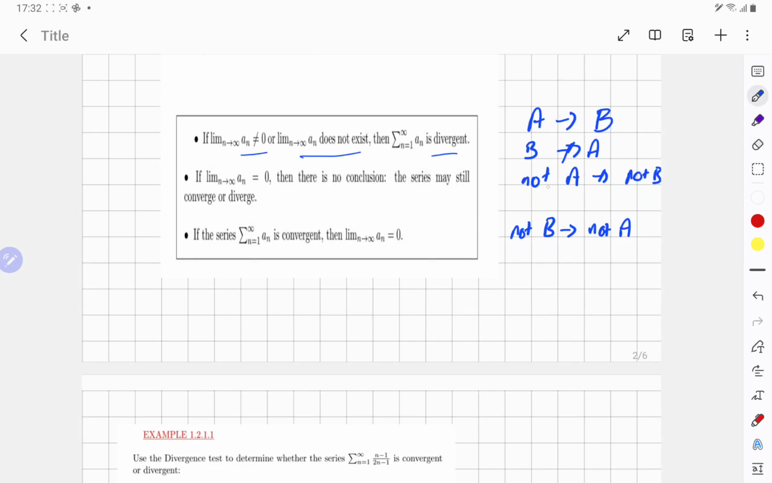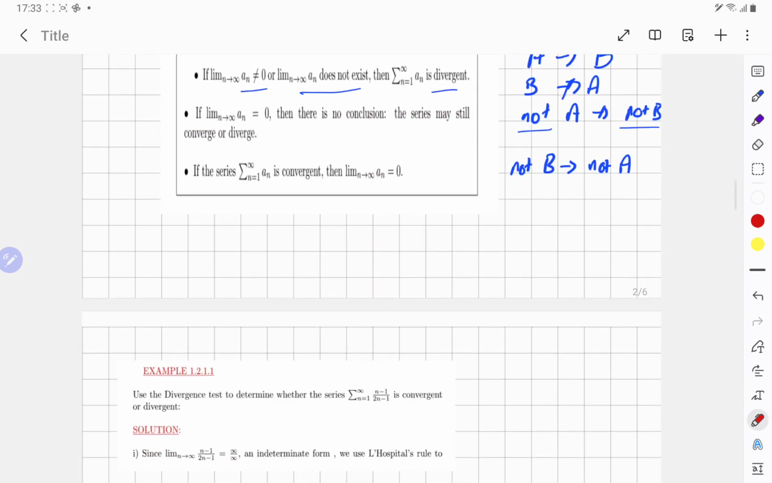You can also not say that not A will imply not B. So what do I mean by that? You cannot say that if the limit of the sequence is 0, that the series is convergent or divergent. This is extremely important for what's coming. If the limit of the sequence is 0, there's no conclusion, and we will continue with our steps. But more on that also as we do the examples.